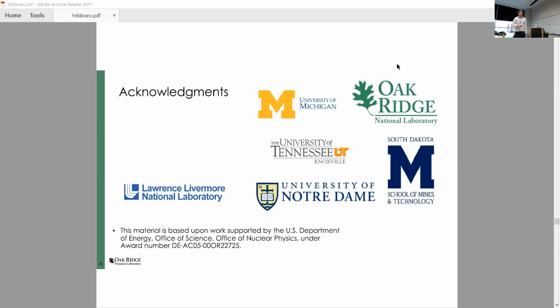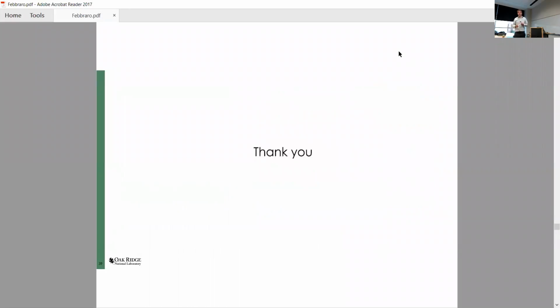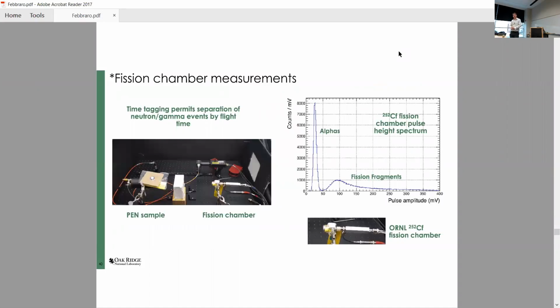This thing's actually quite neat. It's the size of a little BNC button. It's a fission chamber, fully functional.